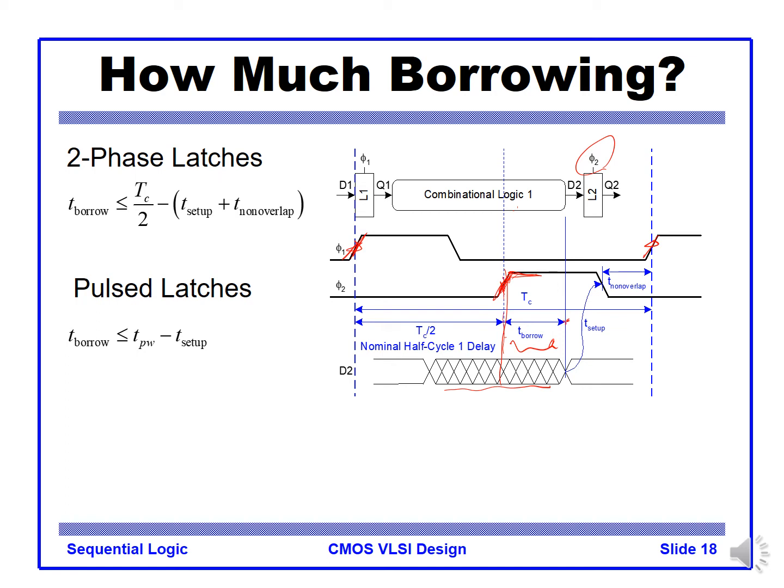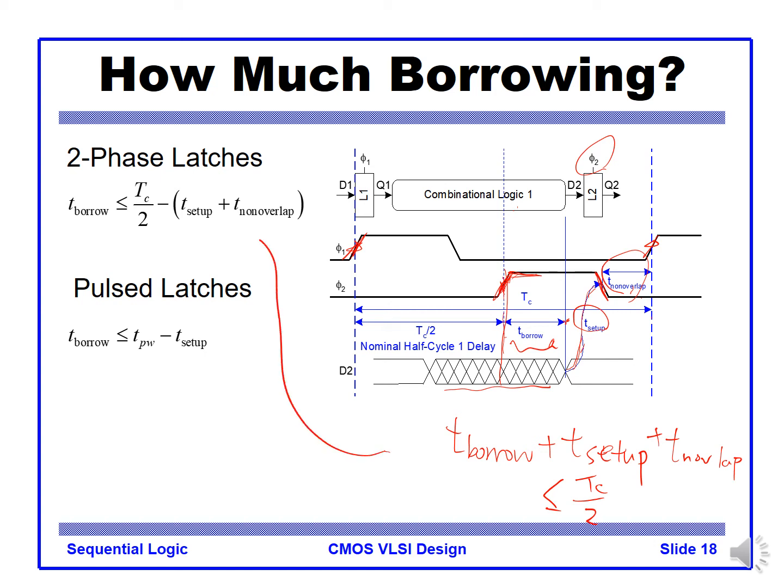After time borrowing, we need some setup time required, right? Until the falling edge happens. So T borrow plus T setup, right? Plus T non-overlap must be completely within the half cycle, right? Equal to. So this gives us this relationship, right?